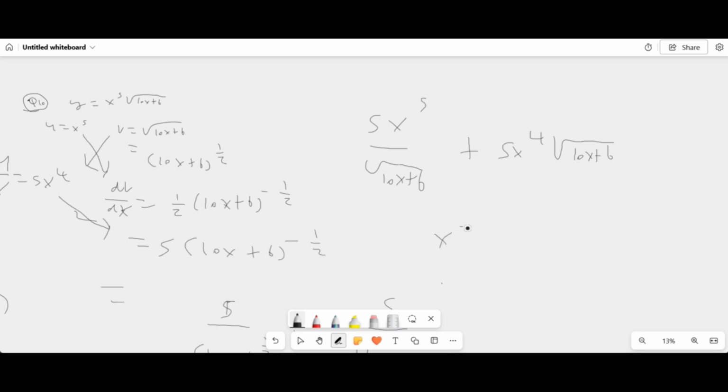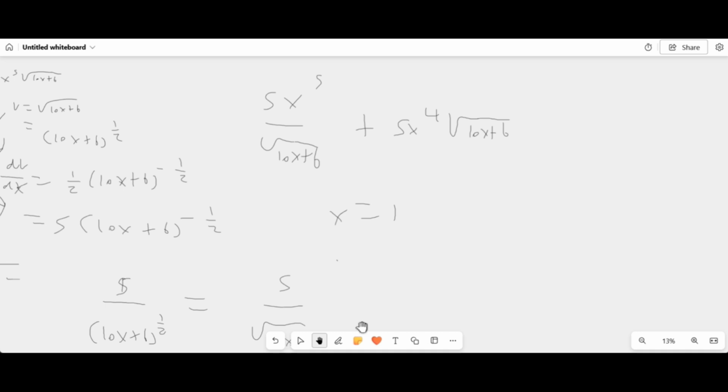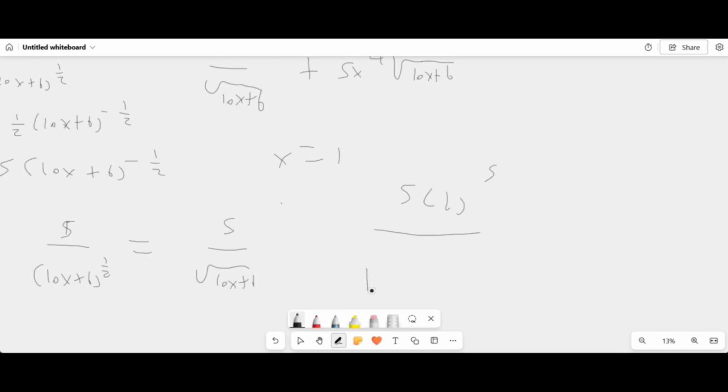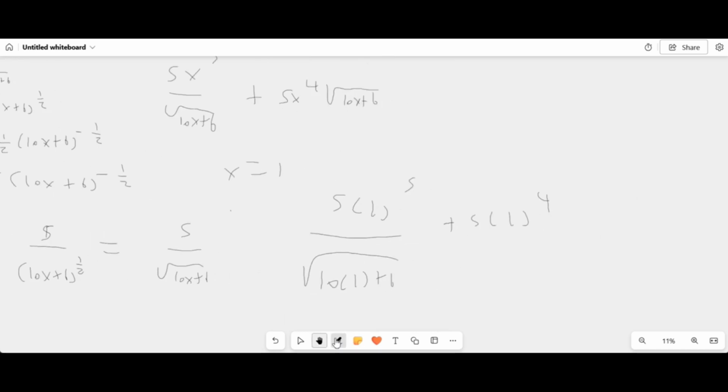Now it wants us to make x equal to 1 to find the gradient here. So for x equal to 1, we're going to do 5 open bracket 1 to the power 5 over the square root of 10 open bracket 1 plus 6, plus 5 open bracket 1 to the power 4 times the square root of 10 open bracket 1 plus 6. And that's it. That's going to get you 21.25.